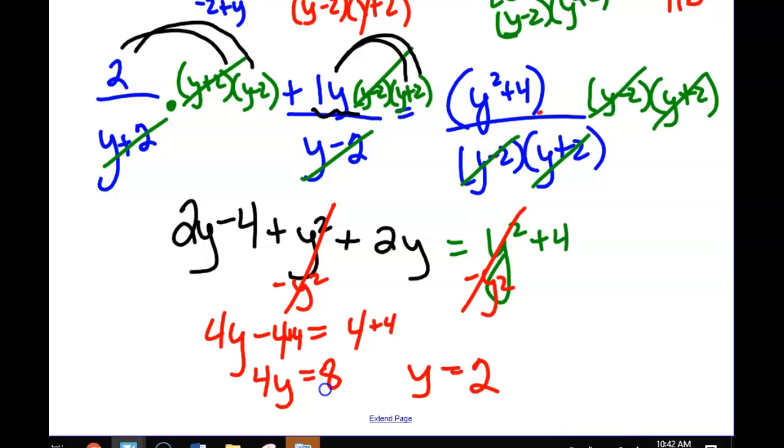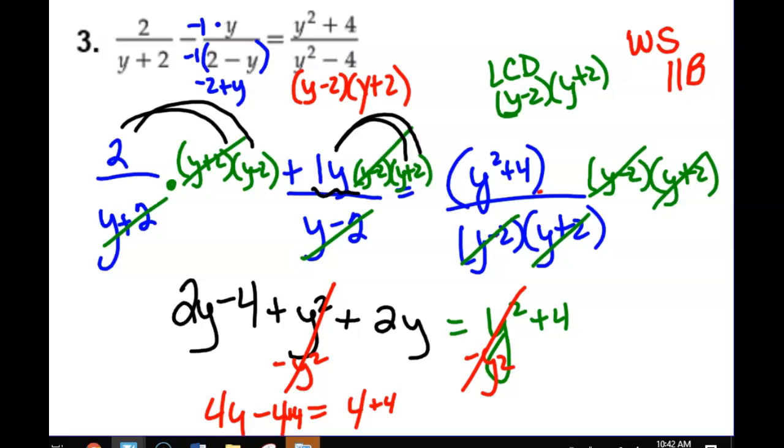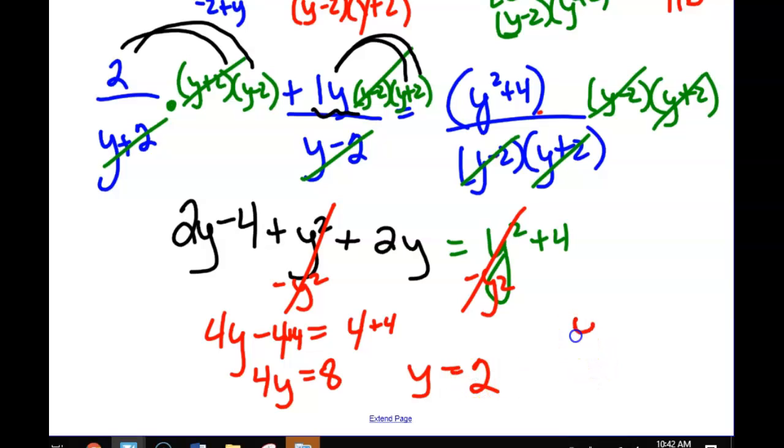Did anyone get that? Are we done? Is that the answer? We got to make sure it doesn't make the denominator 0. Seems like a problem, doesn't it? If you put a 2 back in here, you get 0 right there. You actually also get 0 over here. So if that doesn't work, because y cannot be plus or minus 2 for this question, what's the answer? Yeah, unfortunately, no solution.